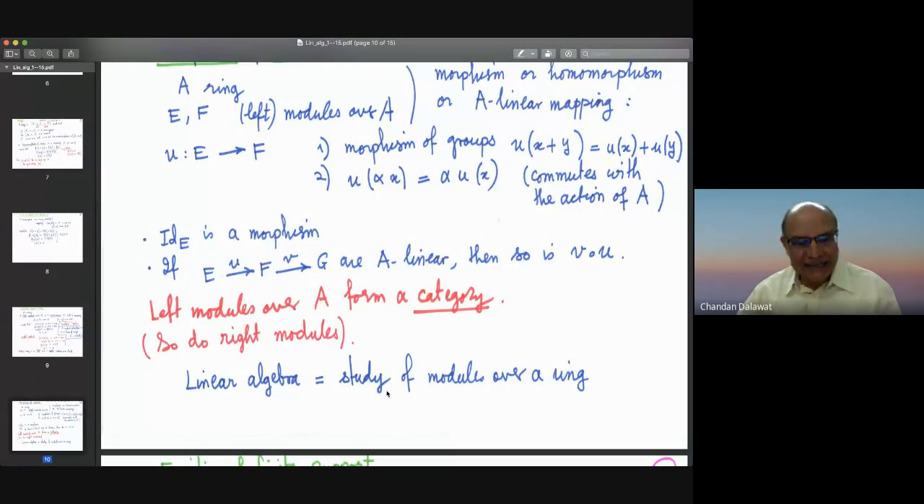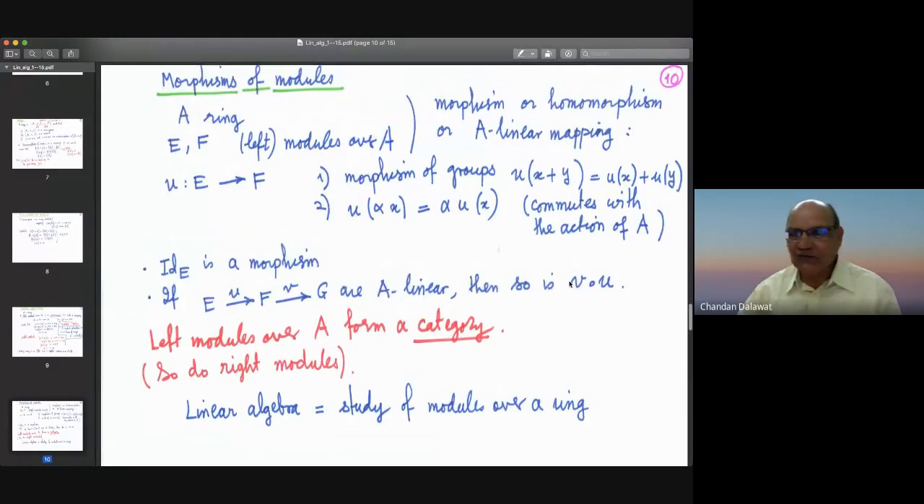So here, at least after 10 slides, I've been able to define linear algebra, which is the study of modules over a given ring. Okay, so it's a first approximation to a definition of linear algebra. Let me stop for maybe 1 or 2 minutes to ask if people have any questions.